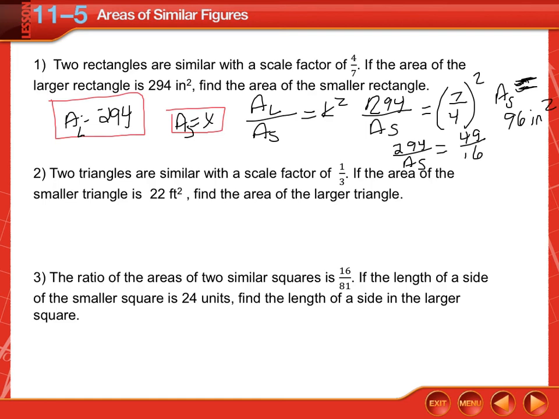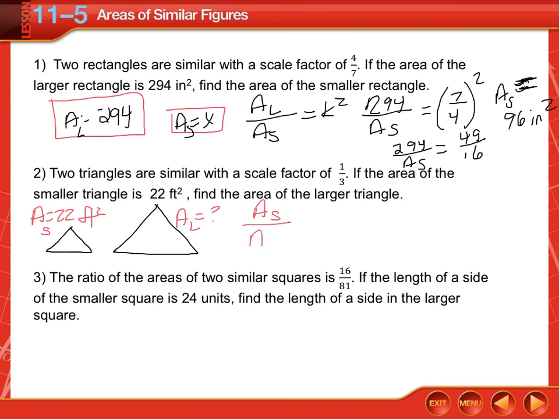Next problem. 2 triangles are similar with a scale factor of 1 to 3. If the area of the smaller triangle is 22 square feet, find the area of the larger. Well, maybe quick draw sketch. The area of the smaller triangle is 22 square feet. And the area of the larger, I'm going to put AL, we don't know. So we do know that the area ratios, I'm going to put smaller first to the larger, equals k squared. The area of the smaller, I'm going to substitute, is 22. We don't know the area of the larger.